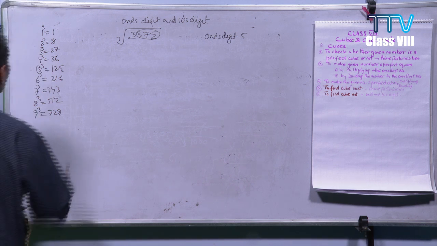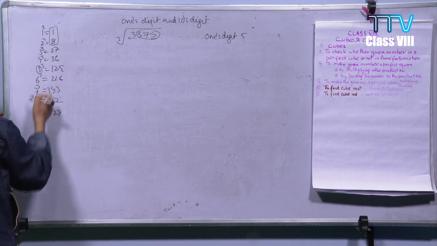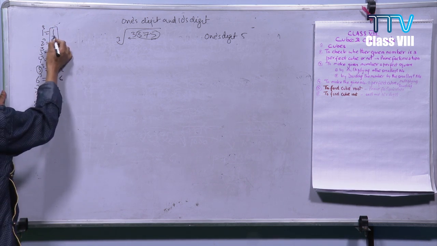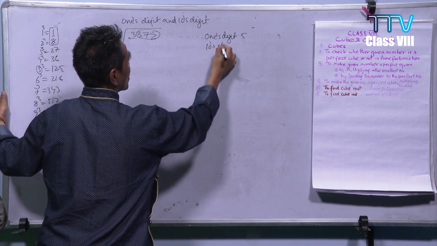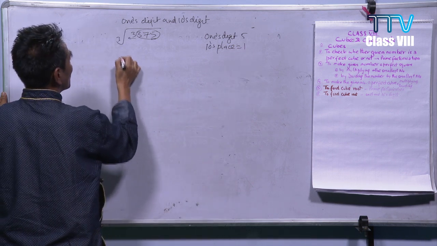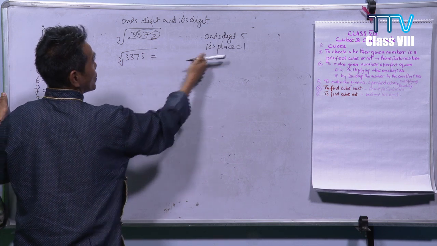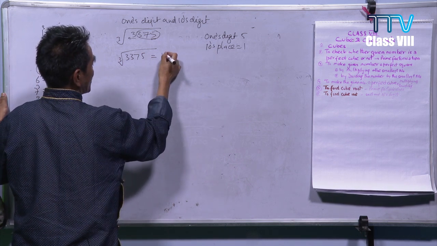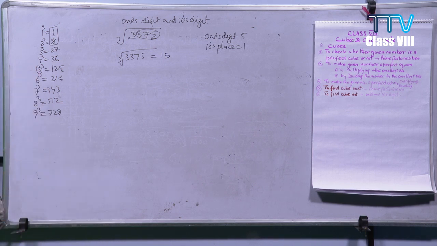Unit digit 1, tens place or tens digit 1. Therefore, the cube root of 3375 is equal to the tens place and unit place, that is 15.